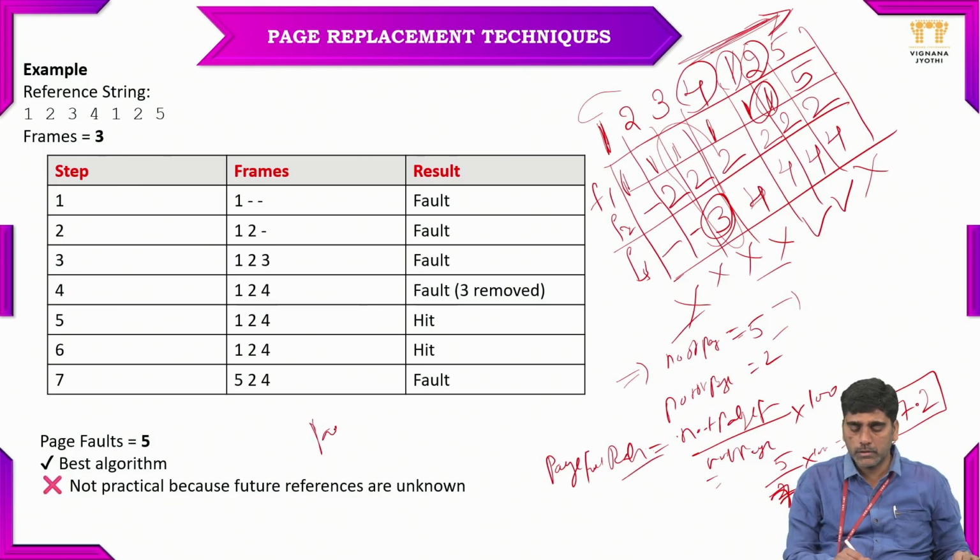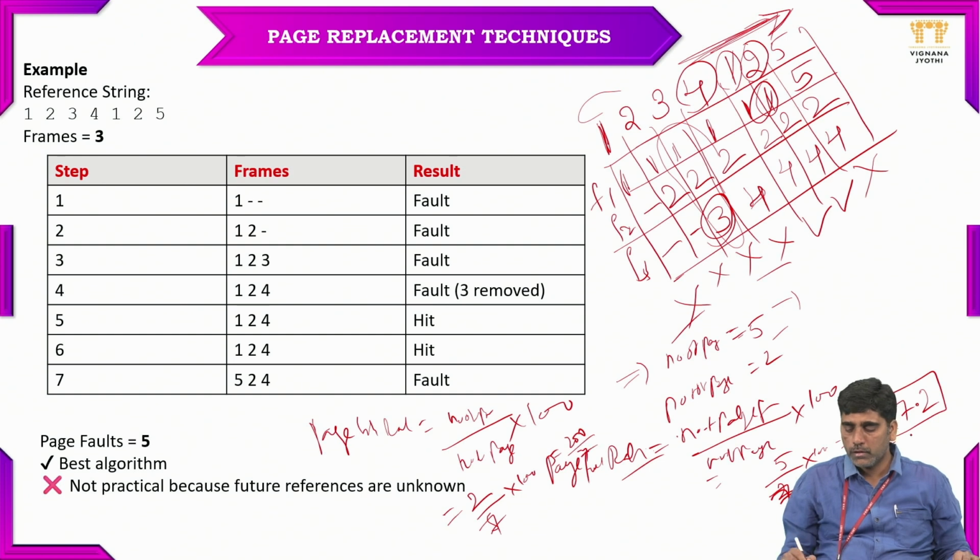And similarly, page hit ratio equals the number of page hits divided by the number of pages, into 100. The number of page hits is 2, divided by the number of pages, 7, into 100. So that is nothing but 200 divided by 7, which is about 28.6. That is the page hit ratio.